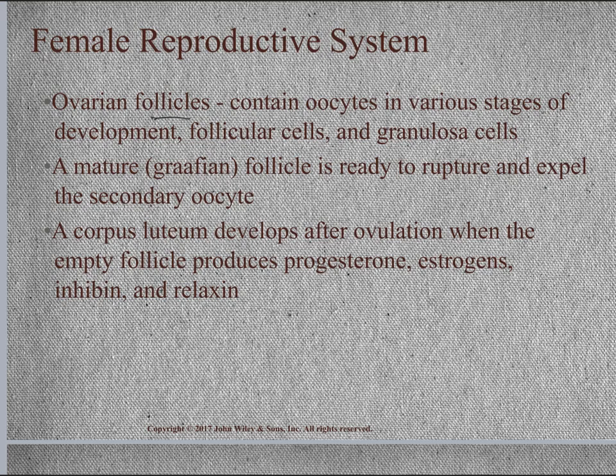Entering into our tertiary or final stage of maturation of this follicle, it's called the Graafian follicle. This is when it is enlarged and closest to the surface of the ovary, where it's ready to rupture and expel that secondary oocyte, that egg, into the fallopian tubes.